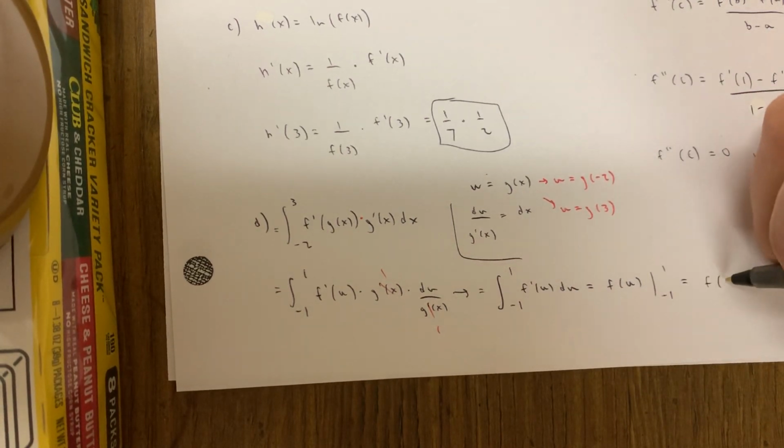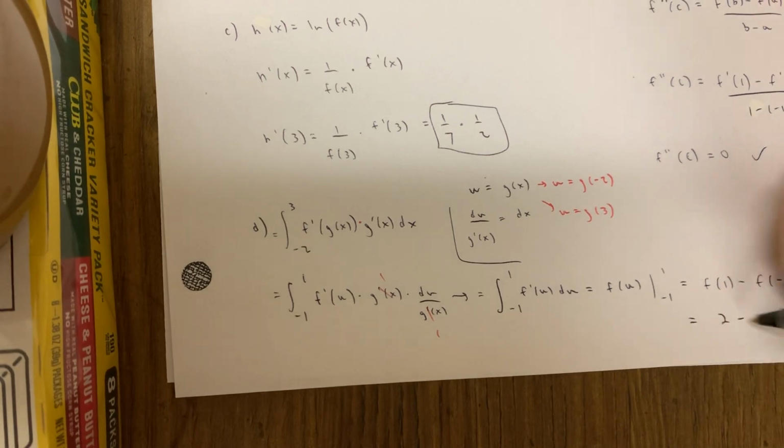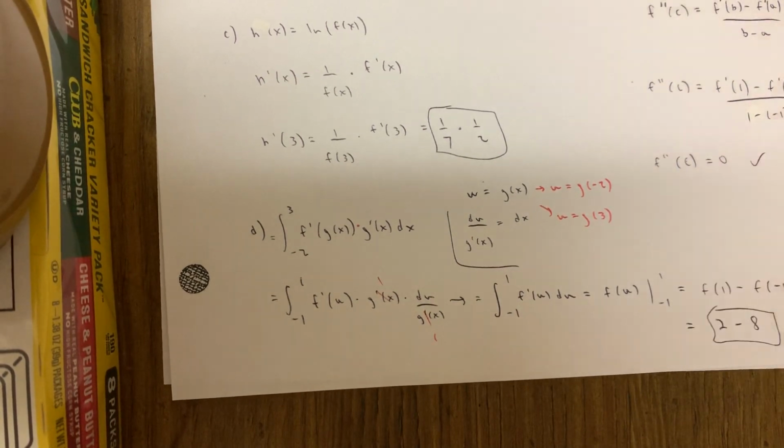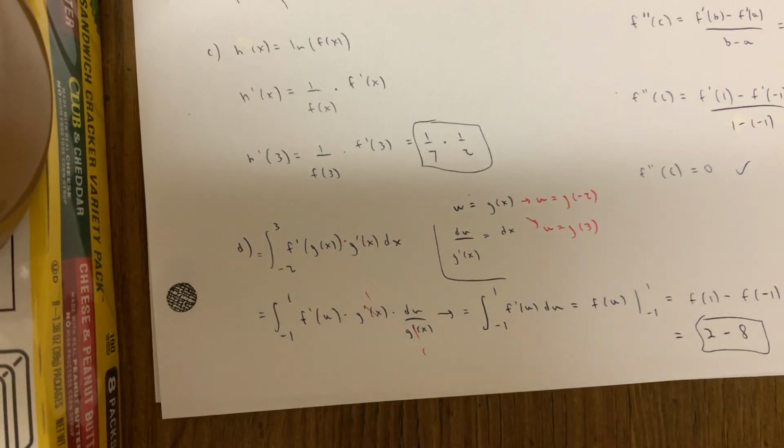So what is that? f of 1 minus f of -1. You can go right up to the chart. I could see that f of 1 is 2 minus f of -1, which is 8. And you could even stick it to the squirrels, baby. 2 minus 8. I don't feel like writing -6. It's actually not a terrible problem, okay?